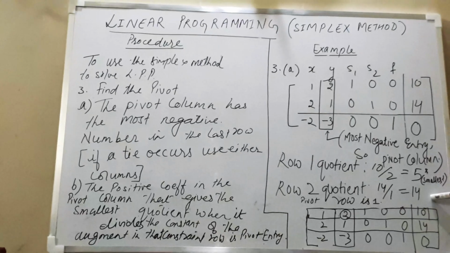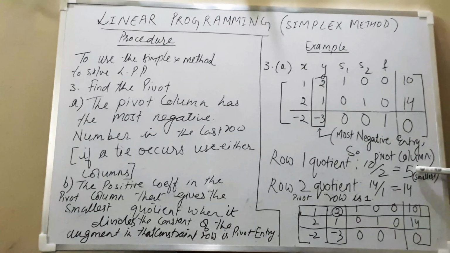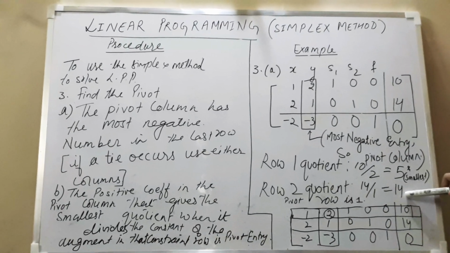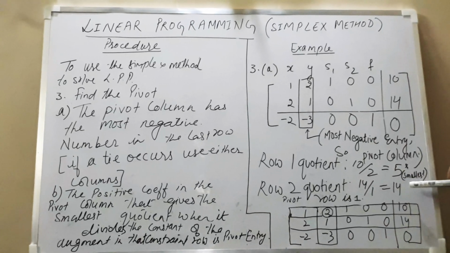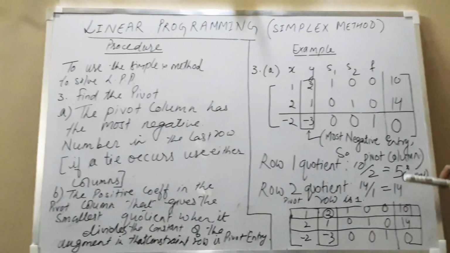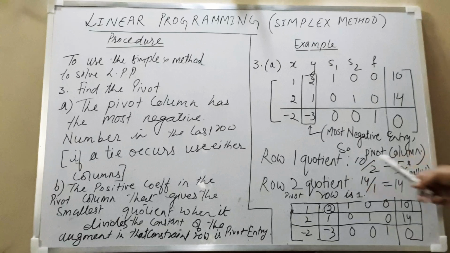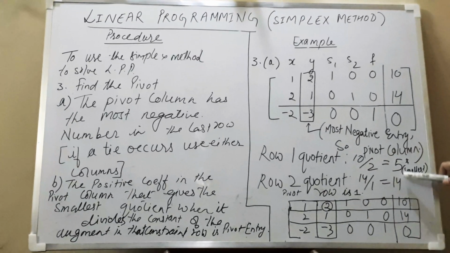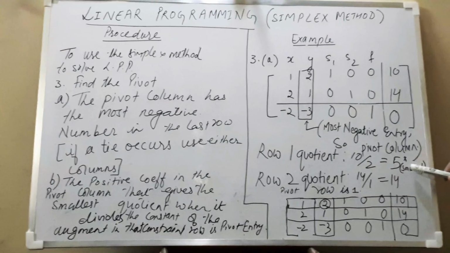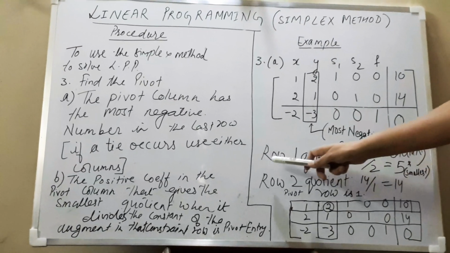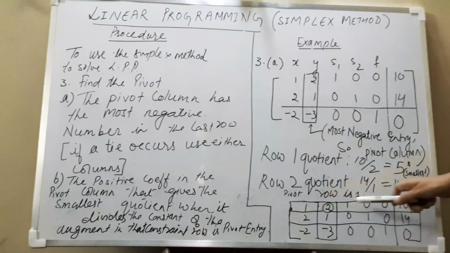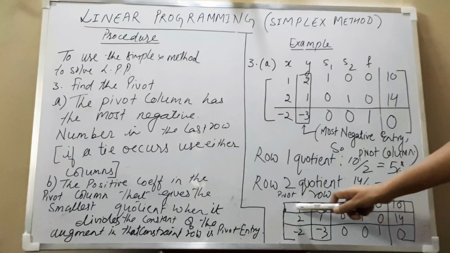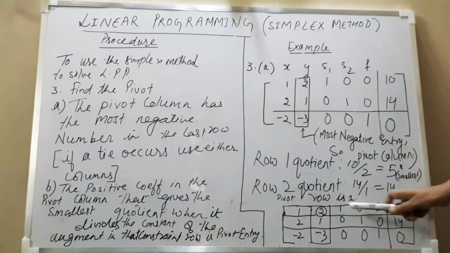What we have to do is see which is the smallest of these two quotients. So here we can see that 5 is the smallest one among 5 and 40. This 5 is coming from row 1. So row 1 becomes the pivot row.